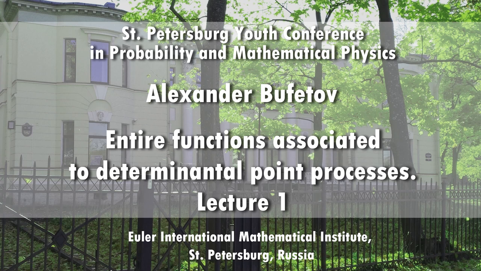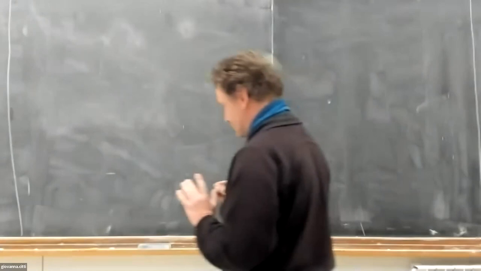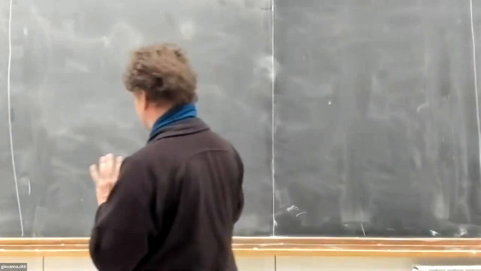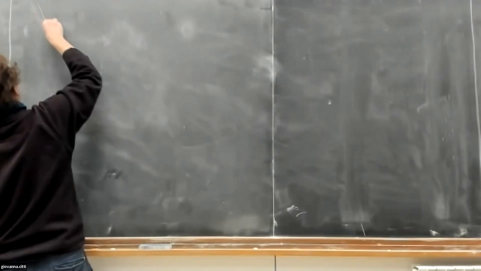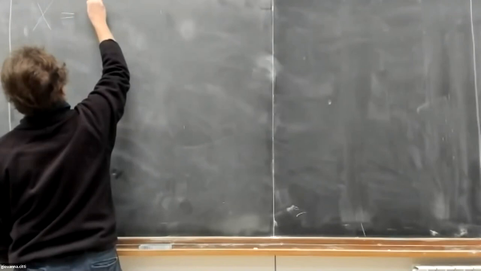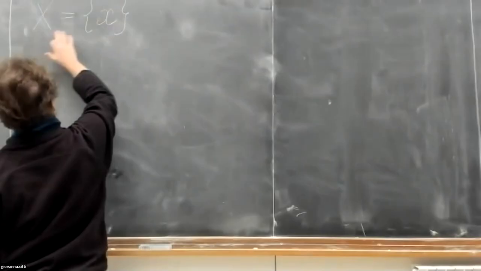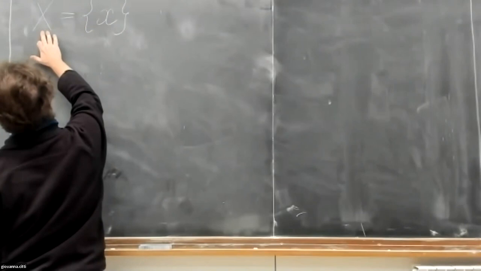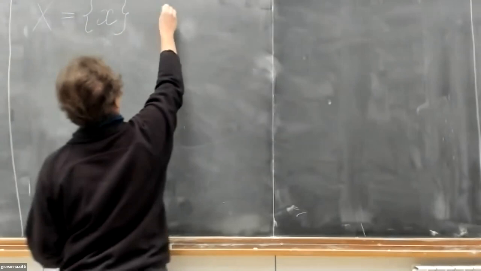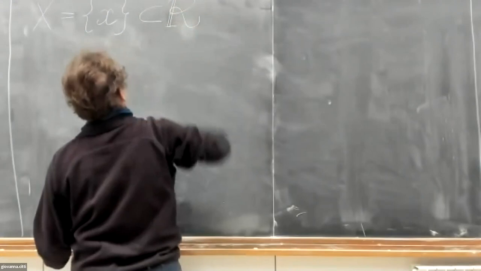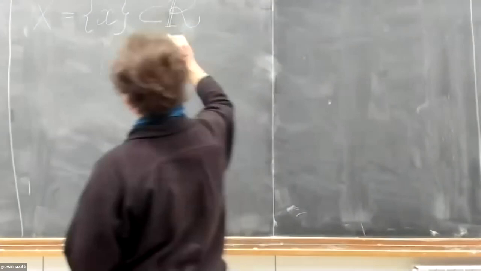I would like to start with the sine process, but in fact, I just want to make the following very simple remark. If I have some configuration X, so when I write configuration, I need just some collection X of particles, so X is a subset of the real line, and X does not have accumulation points.